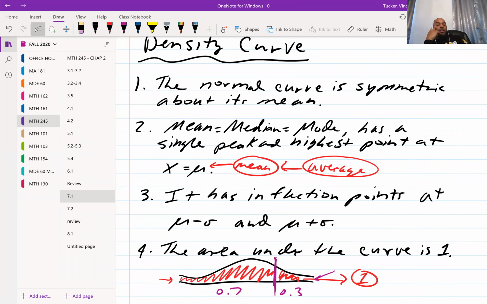Four, area under the curve is equal to 1. So we're talking about once again, the red scribble is what's under the curve. And so I'll just say an example. If you know 0.7 is to the left, that means you know 0.3 is to the right, or vice versa. Whatever is on the right, you subtract that from 1, you'll know what's on the left and vice versa. Everything under the curve is equal to 1.